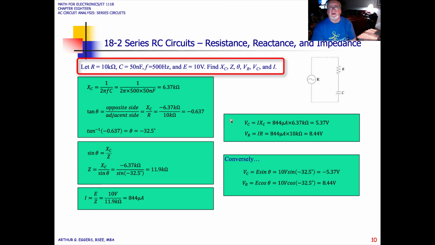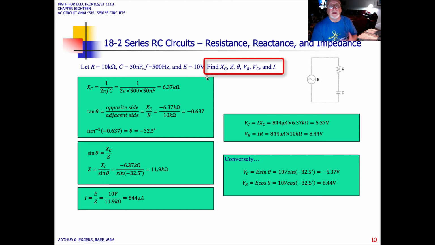Now we have another circuit here. Again, another simple RC circuit, one resistor, one capacitor, 10K ohm resistor, 50 nanofarad capacitor. We're given a frequency this time of 500 hertz. We're given a source applied voltage of 10 volts. They want us to solve for the capacitive reactance, the total impedance, the angle theta, the voltage drop across the resistor, the voltage drop across the capacitor, and the total current in the circuit.